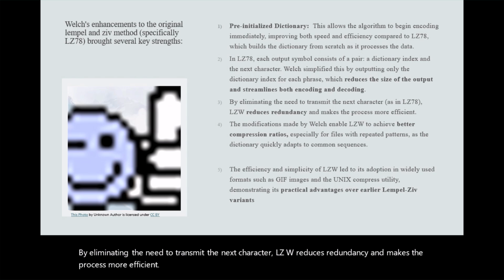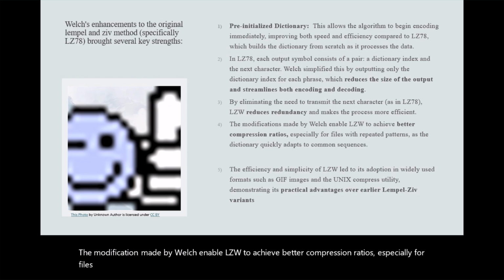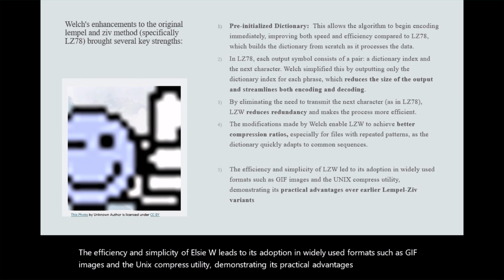The modification made by Welch enables LZW to achieve better compression ratios, especially for files with repeated patterns, and the dictionary quickly adapts to common sequences. The efficiency and simplicity of LZW led to its adoption in widely used formats such as GIF images and the Unix compress utility, demonstrating its practical advantages over earlier Lempel-Ziv variants.